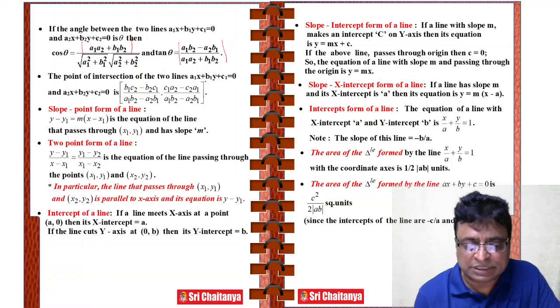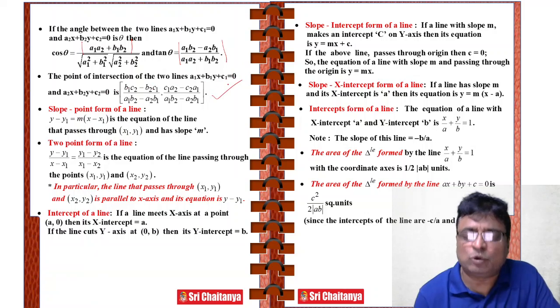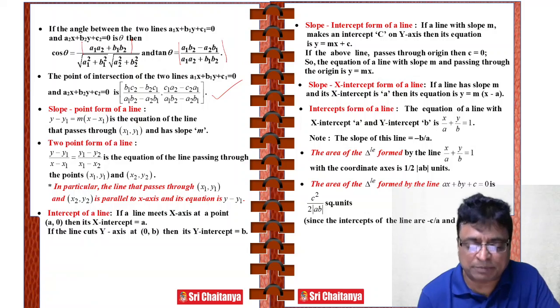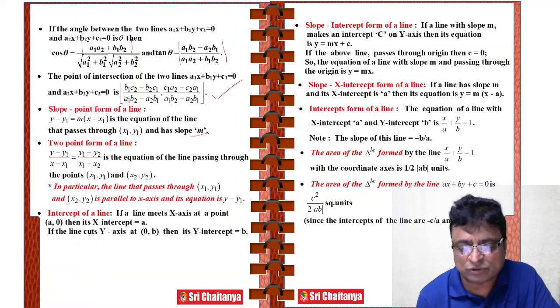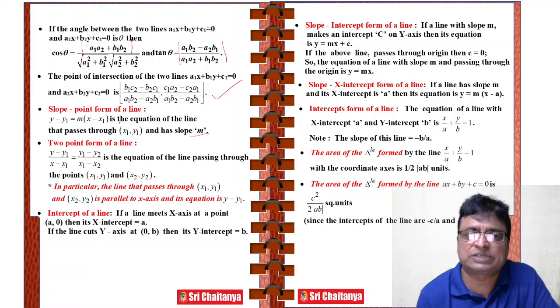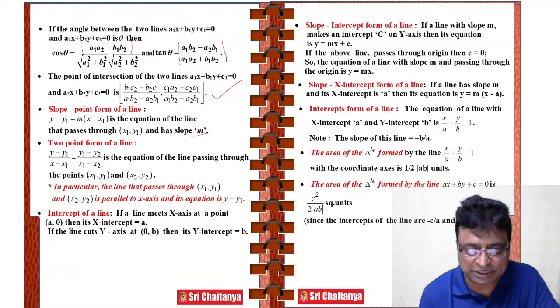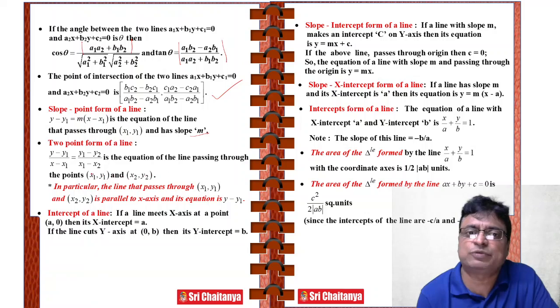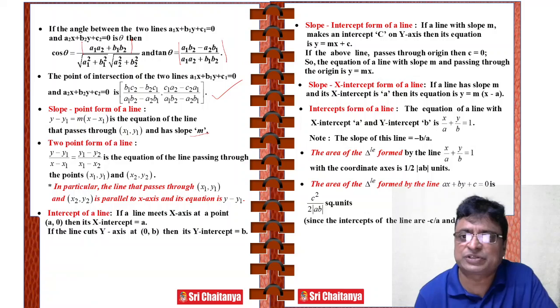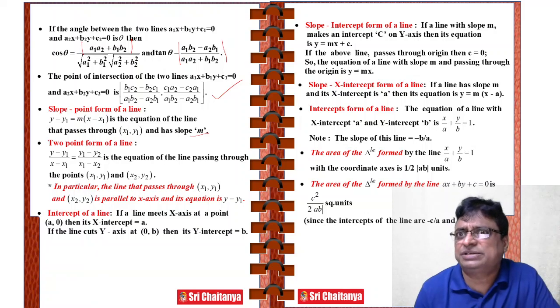And of course, this is the point of intersection of the two lines that you can know very well. And this is the slope point form of a line. The equation of the line passing through the point x1 y1 and having slope m is y minus y1 equal to m into x minus x1. Two-point formula: the equation of the line passing through two points x1 y1 and x2 y2 is (y minus y1) by (y1 minus y2) equal to (x minus x1) by (x1 minus x2). Everybody knows it. Not necessary to concentrate more on it.